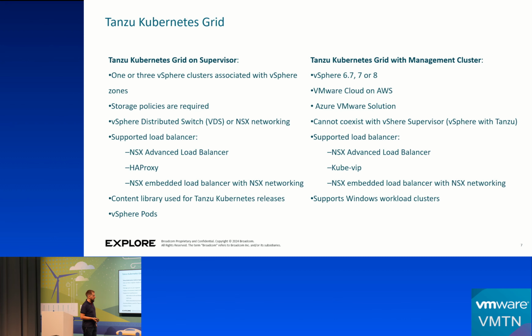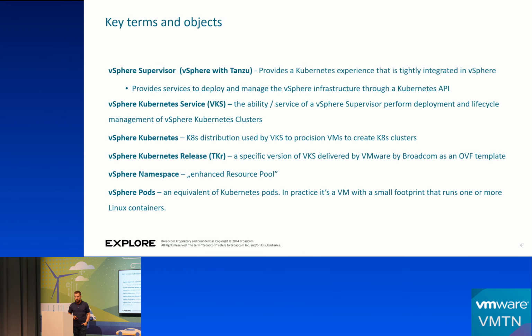You cannot have both in the same cluster, so you cannot have vSphere supervisor and the TKG with the management cluster. It also has a couple of options for the load balancing, not exactly the same one. So for example, in both of them, we've got either HA proxy or Kube VIP. If you call the Kube VIP a load balancer, that's the free option. So something that you can use in a cost-effective way. Plus, it does support Windows workload clusters or Windows worker nodes.